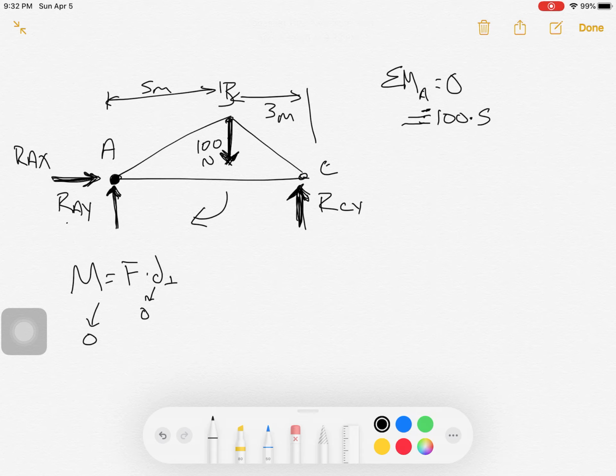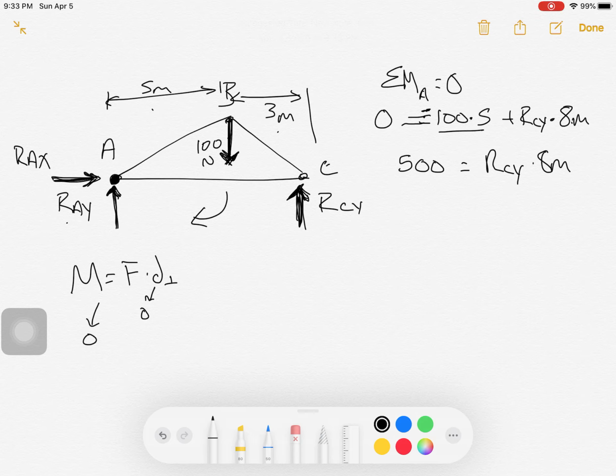We also have reaction force at C in the y direction. So plus our force times our distance. And this was 5 meters, that was 3 meters, so times 8 meters. And we know these equal 0. So this is negative. I'm going to move it to the other side. So 500 equals RCY times 8 meters.